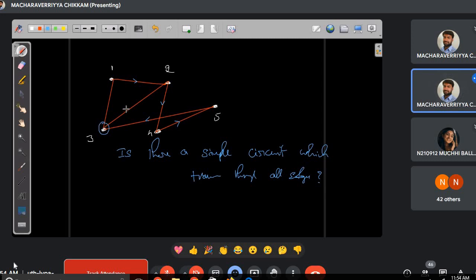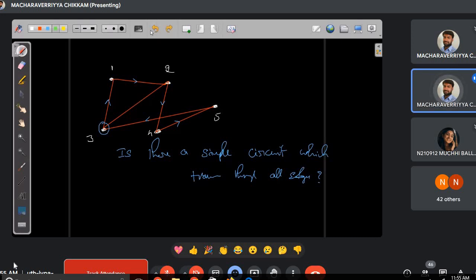What is it? After reaching 3, if you come back to 1, you need to take this direction. It means now you are omitting this edge. So this is a simple circuit, but the problem is it is not traversing through all edges.